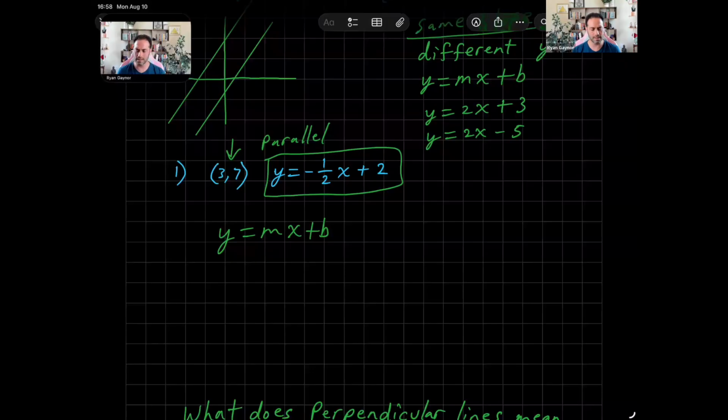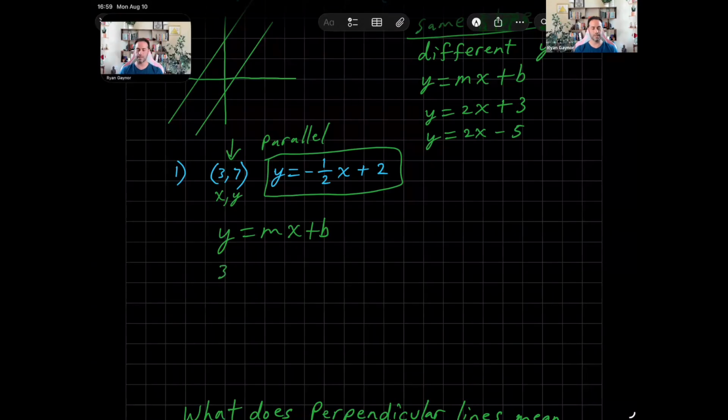And then it says that this has to go through this point, x comma y. So 3, 7. Well, I have 4 variables, y, m, x, and b. I know 3 of them right now. I know the m is going to be negative 1/2 because it's got to be the same slope. And then I know my y is going to be 7 and my x is going to be 3. So all I have to do is just plug everything in to find the y-intercept.